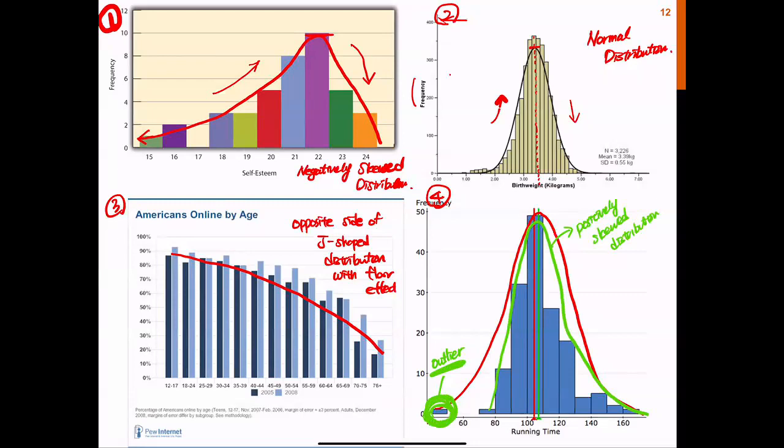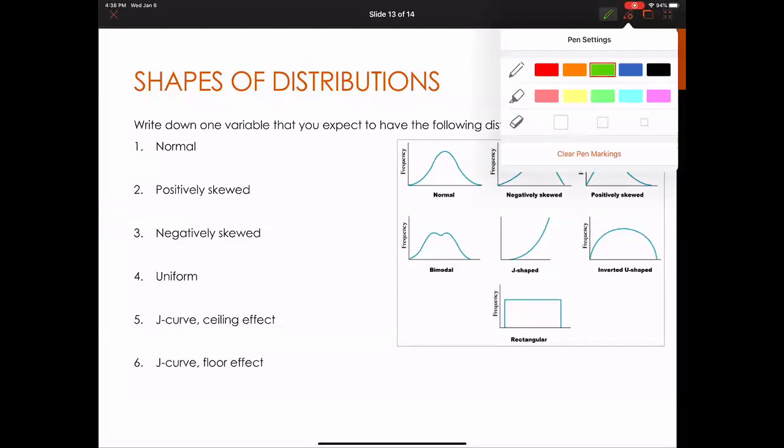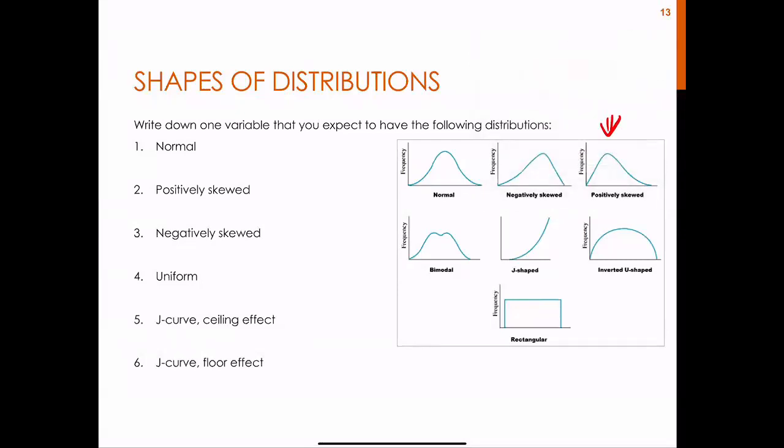So did you guys answer correctly? I really hope so. I prepared one more thing. I would like to talk about different kinds of examples for shapes of distribution. So I just provide different graphs of the distribution. Please pause the video and write down one variable that you expect to have the following distribution: normal, positively skewed, negatively skewed, uniform, J-curve, ceiling effect, and J-curve with floor effect. Then start the video and talk about the answers with me.